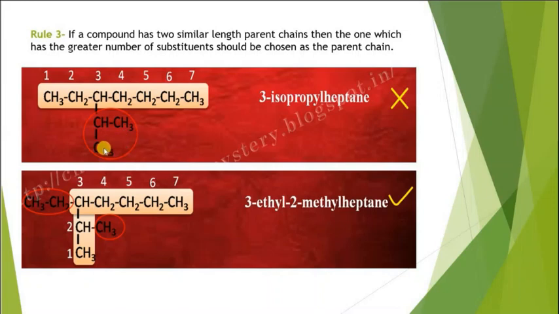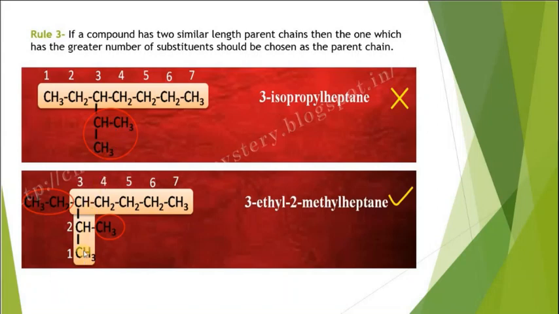I told you what isopropyl is. Isopropyl stands for a branched propyl group, in which a 3 carbon chain is linked through the central carbon with the parent chain, and the name of the compound is heptane. But this name is incorrect. Why is this name incorrect?